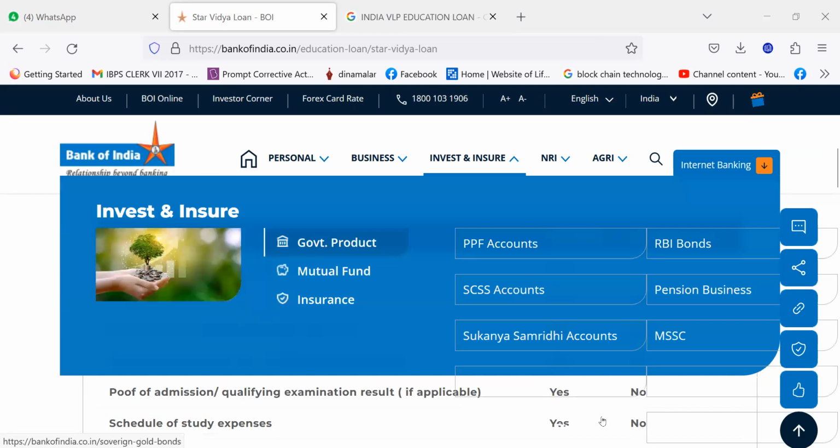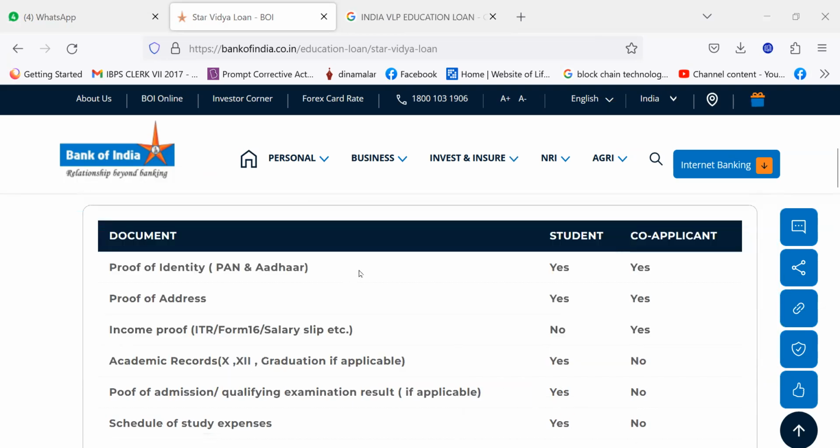Sir, the education loan maximum limit is 25 lakhs, sir? No. See, for an education loan to be covered under priority sector advances, the maximum loan covered under priority sector is 20 lakhs. Okay, understand? Sir, 20 lakhs.